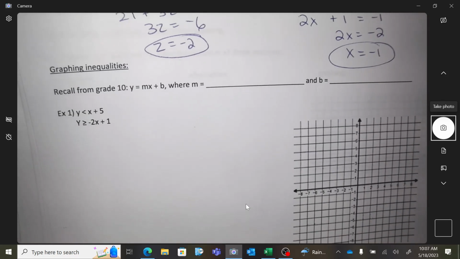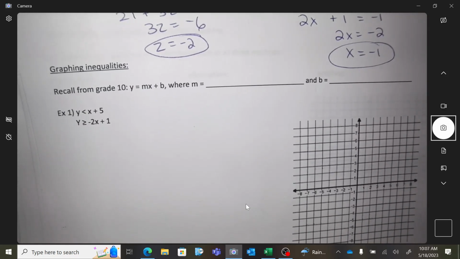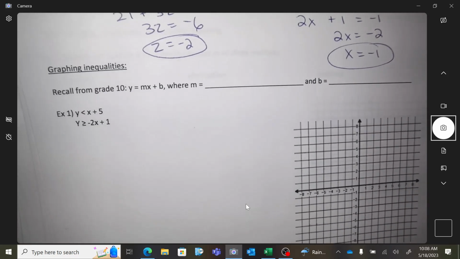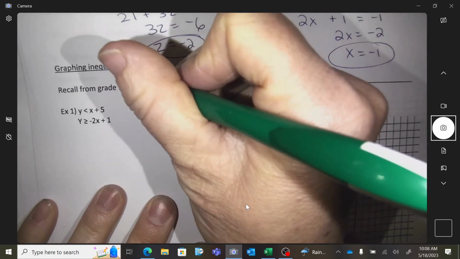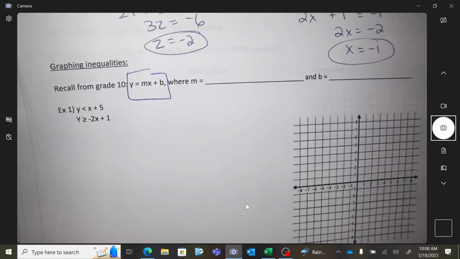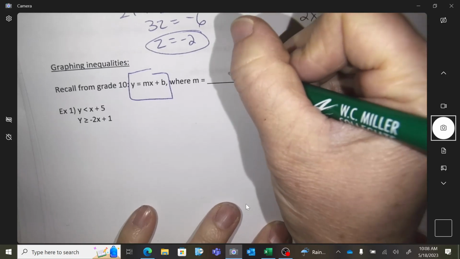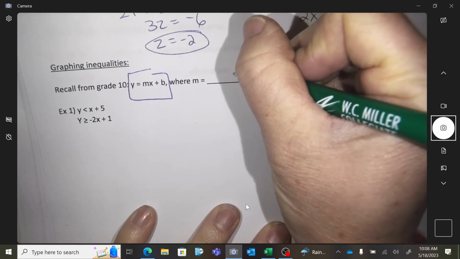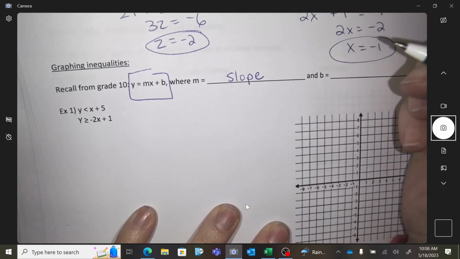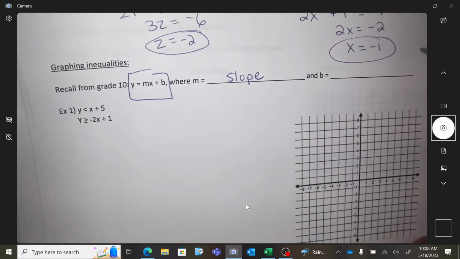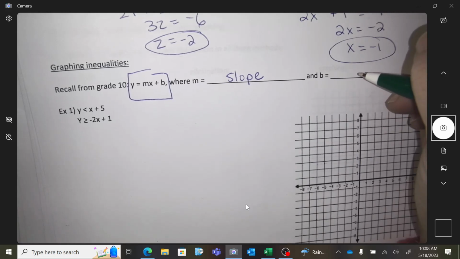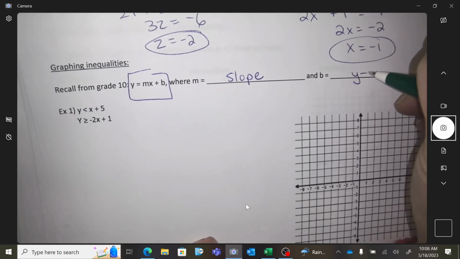Okay, so graphing inequalities is going to make us go all the way back to grade 10. In grade 10, you did a whole unit on graphing lines. Do you remember doing that? This is the equation that I'm going to refer back to: y equals mx plus b. Does that ring a bell? M is your, do you remember what it was? Slope. And the b was the, remember what that was in that equation? It was the y-intercept.